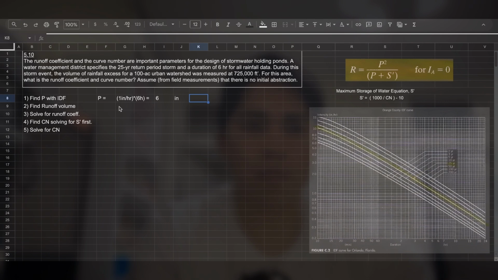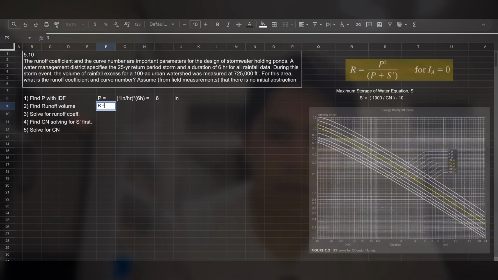And that's our precipitation. Now we need to find the runoff volume. And we need to do that using the values that we were given. So we were already told that this storm generated 725,000 cubic feet. And if we divide that by the area, it's going to give us the runoff in inches. So let's do that.